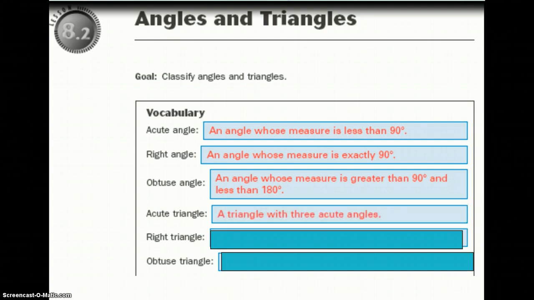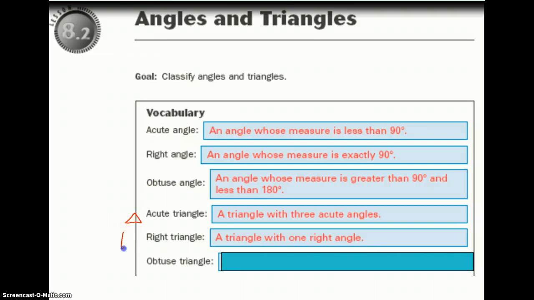An acute triangle has 3 acute angles. An acute triangle usually looks like this. A right triangle has 1 right angle. That right angle is represented by a box. An obtuse triangle has 1 obtuse angle.